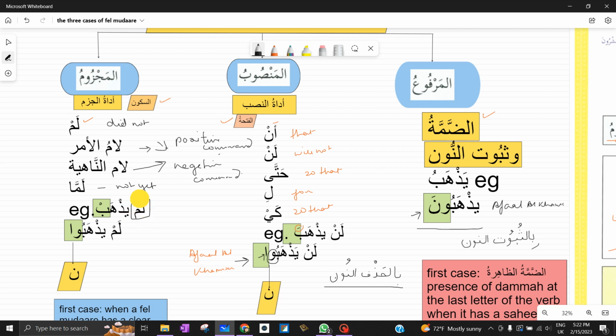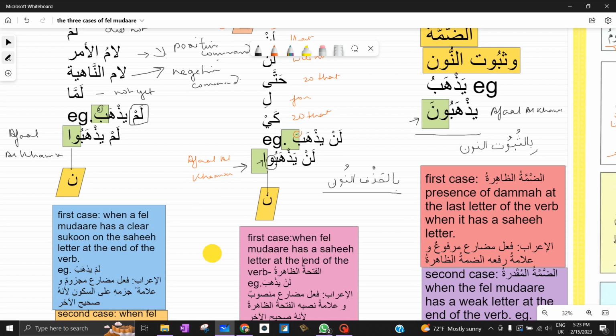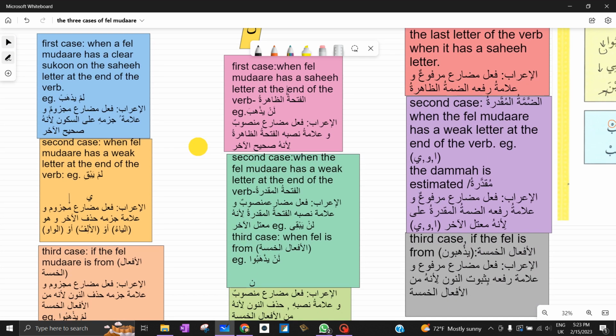Lam, the moment this particle lam is put, the last letter gets a sukoon. What about the afalul khamsa? Afalul khamsa, the noon is deleted, as you can see. And how will you do the i'rab? The same way. بحذف النون. The only thing you will say is فعل مضارع مجزوم وعلامة جزمه بحذف النون. That's the only thing you can say for this i'rab.